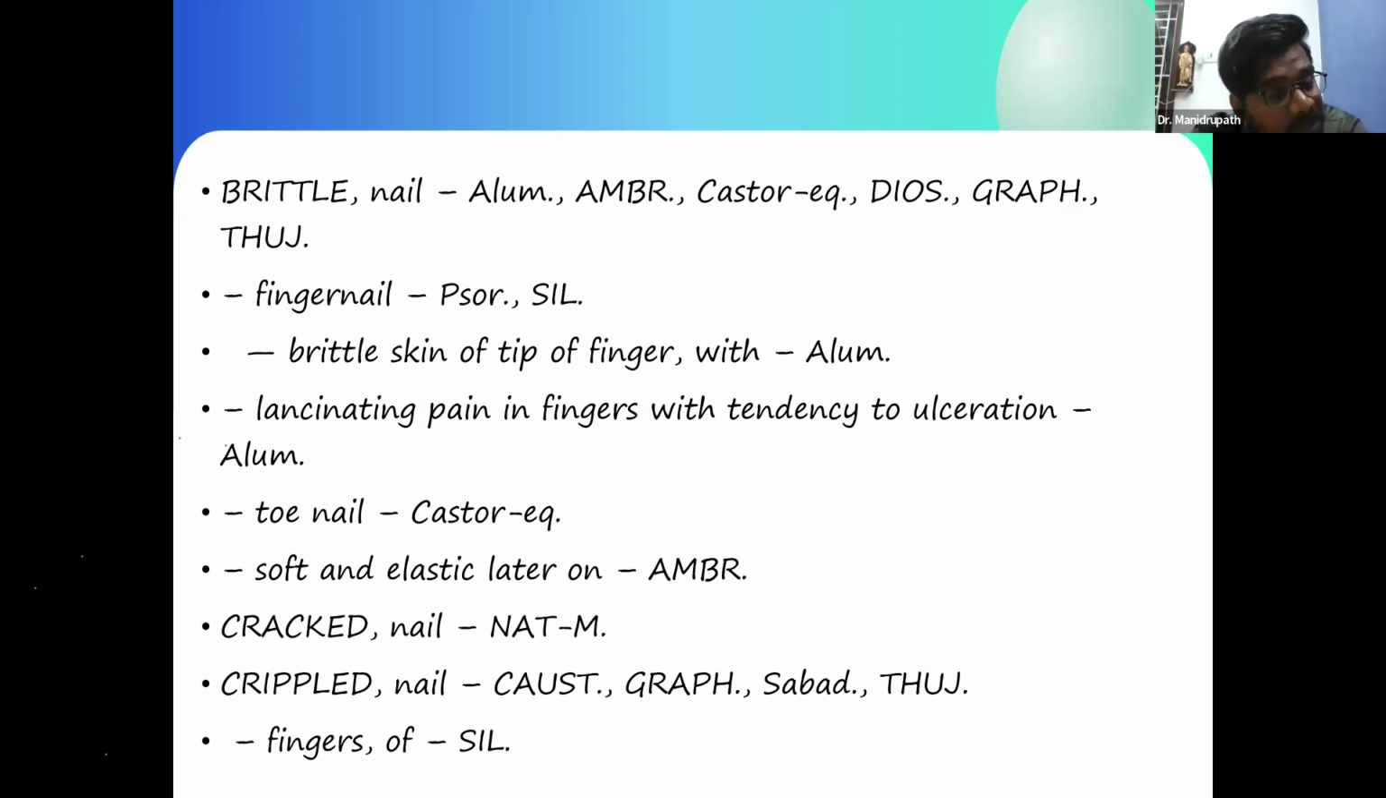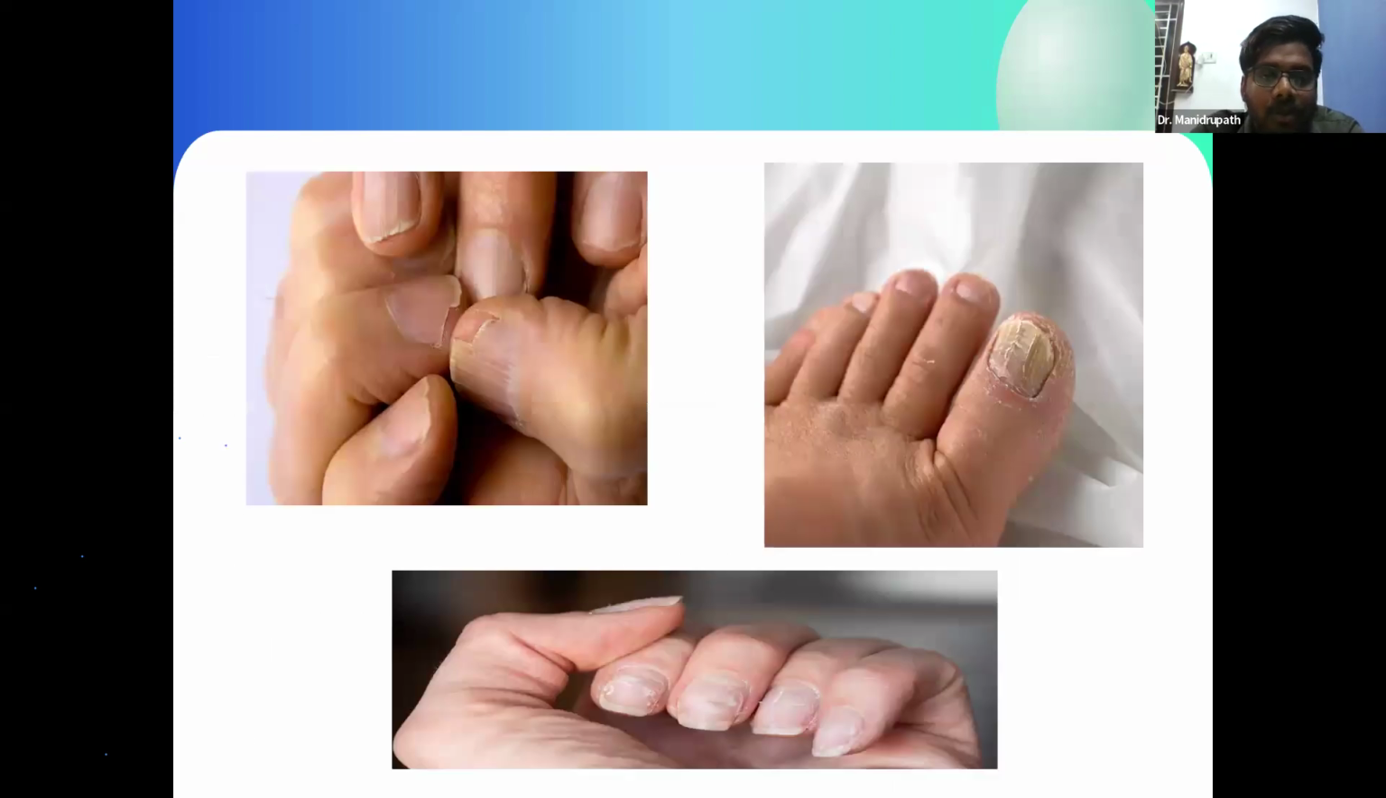Graphites is to be prescribed for crippled nails. They have aggravation from the smallest, slightest trifles in Graphites. And any skin disorders having honey-sticky discharges is Graphites. Sabadilla for hay fever, especially aggravated in the morning, you can think of Sabadilla. Fingernails brittle is Silicea. So this is what you can see. These are the brittle nails pictures. Especially from these pictures, you can understand the appearance of brittle nails.